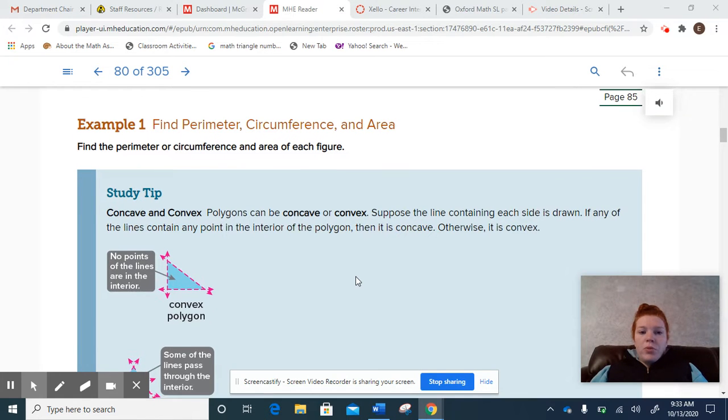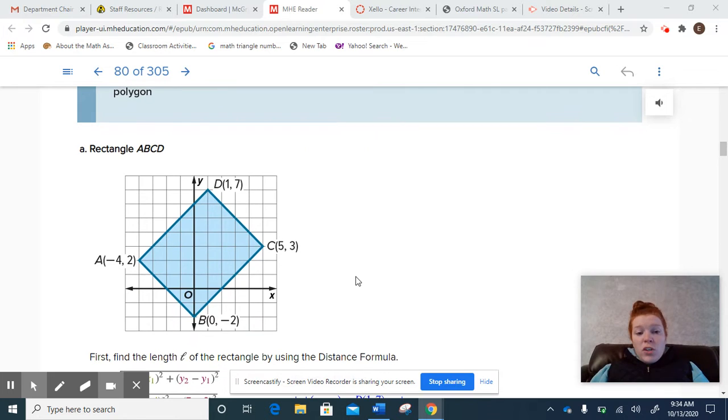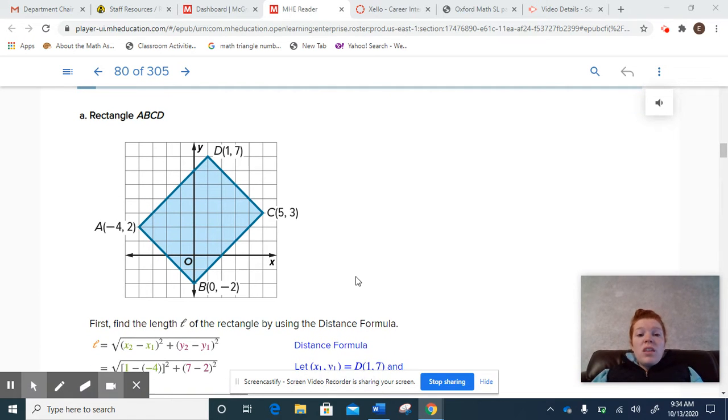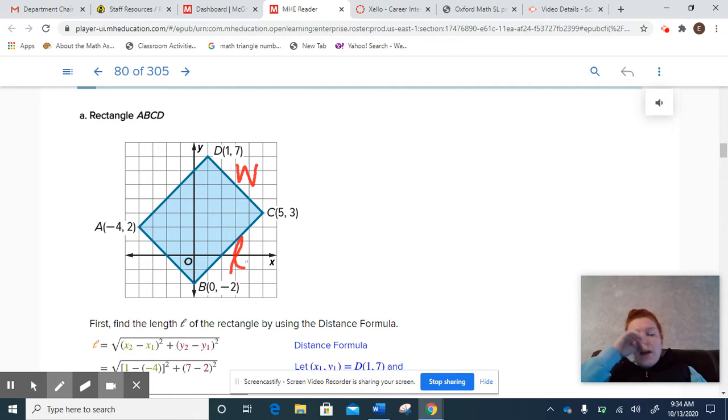So we're going to go ahead and find the perimeter, circumference, and area. Remember, for this first one, since it's a rectangle, we're going to find perimeter instead of circumference because it's a straight-edged figure. Unfortunately, this one is not going straight up and down, so I don't know what the length and width are. Those are my mystery values. So I'm going to call this the width and this one the length.